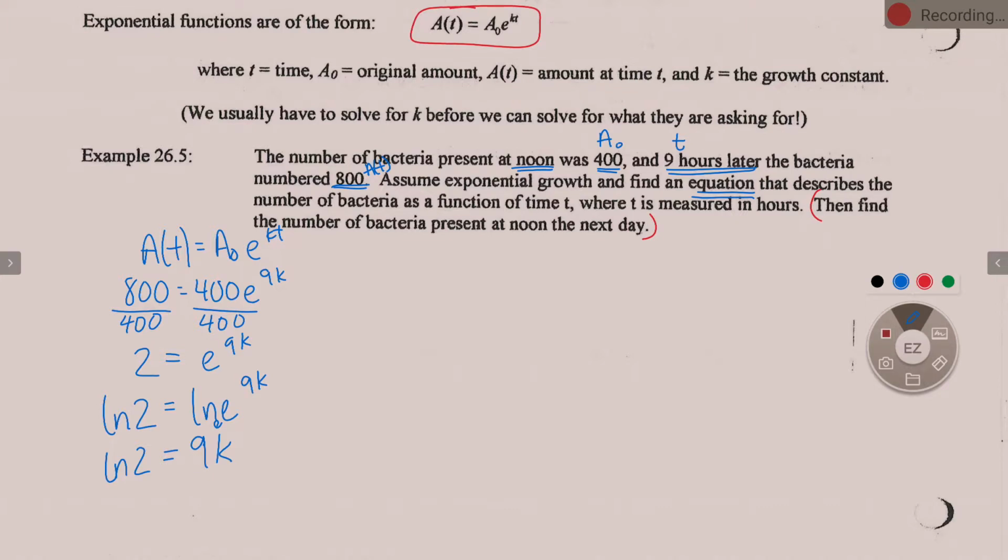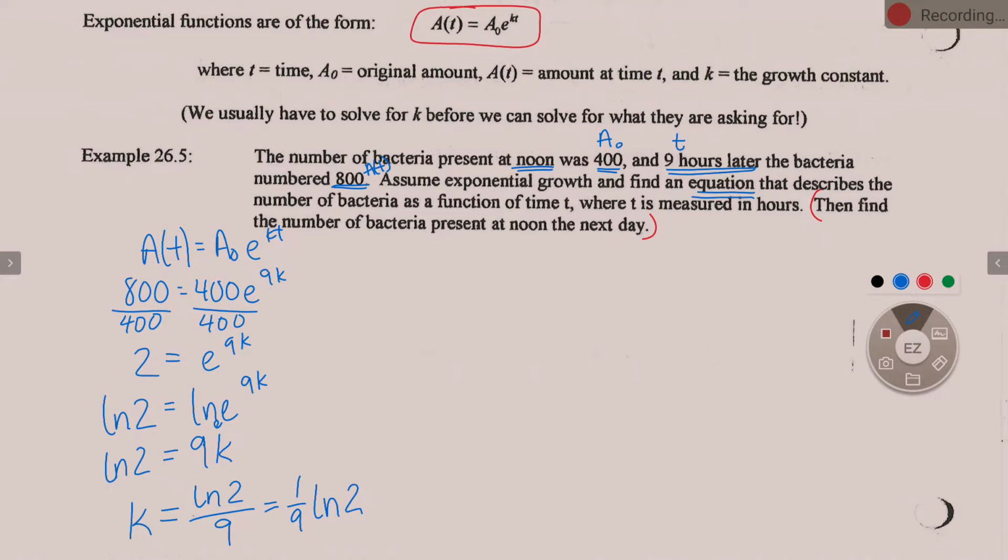And obviously then K is going to be natural log of 2 divided by 9, which is some decimal, but I don't want to have to write a decimal to carry it through. So I'm just going to leave that right there. I wrote natural log of 2 over 9. The book might do 1/9 natural log of 2. I don't care. They're equivalent, right?